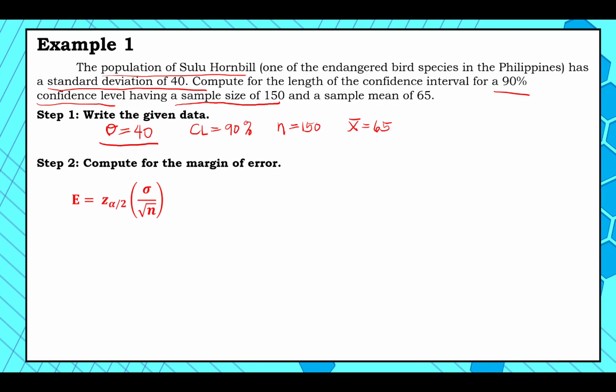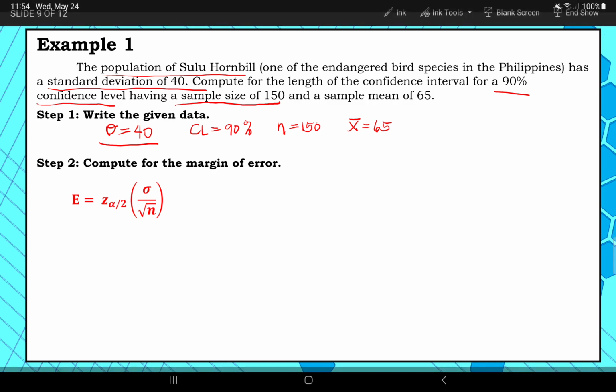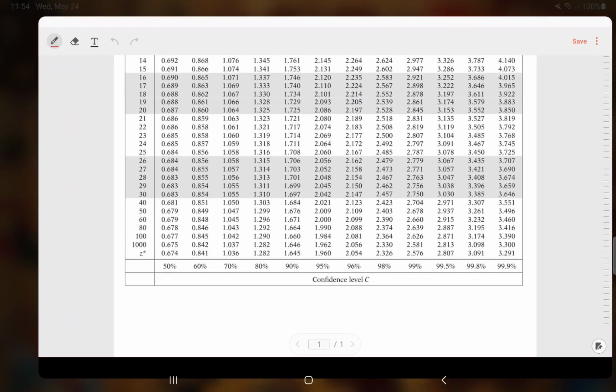So paano ba natin siya kukumputin? So una, the Z alpha over 2 is the confidence coefficient of the confidence level na 90%. So, dito lang tayo magfo-focus. So, Z alpha over 2, yung gamit yung ating confidence level na 90%. So, paano natin malalaman yung Z alpha over 2? So, gagamitin natin yung T-table.